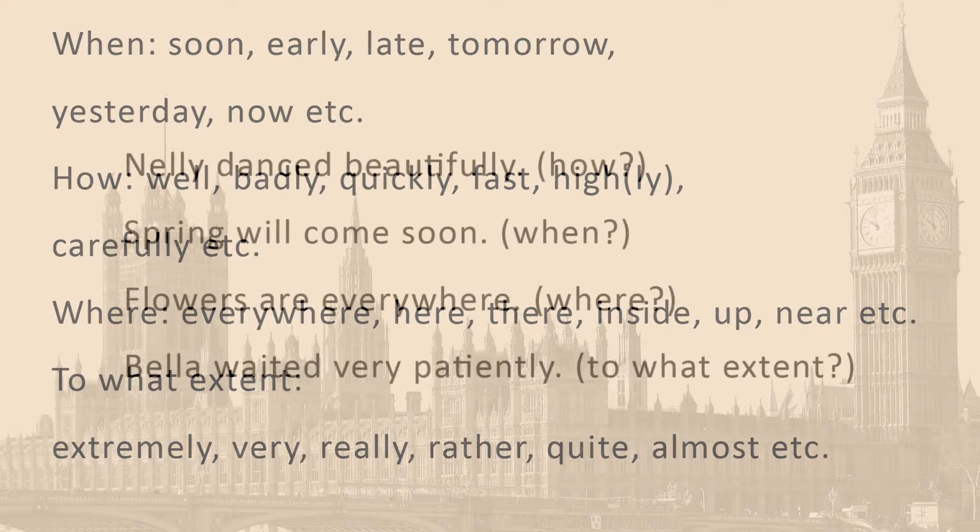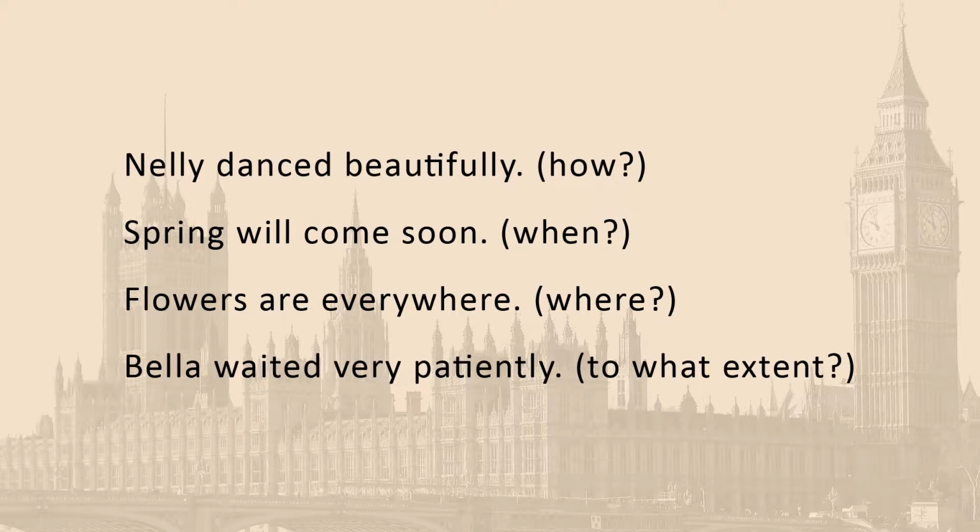For example, Nelly danced beautifully. How did she dance? Nelly danced beautifully. Spring will come soon. When will spring come? It will come soon. Flowers are everywhere. Where are flowers? They're everywhere. Bella waited very patiently. To what extent? Very patiently.